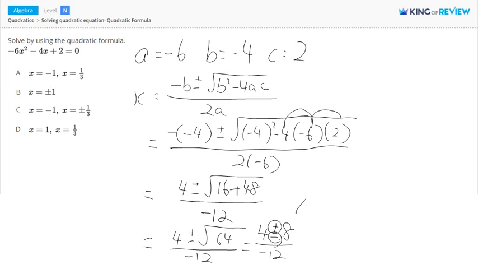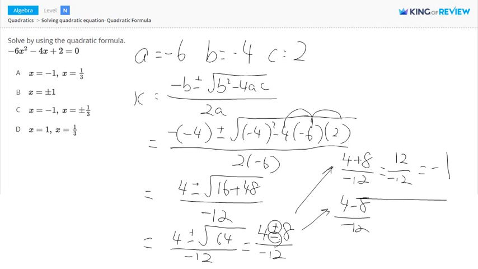So let's think about when we added the 8. If we do 4 plus 8 over -12, that's going to be 12 over -12, which is equal to -1. And when we do 4 minus 8 over -12, that equals -4 over -12, which is equal to 1/3. So the answer is going to be this and that. And that's why our answer is A.